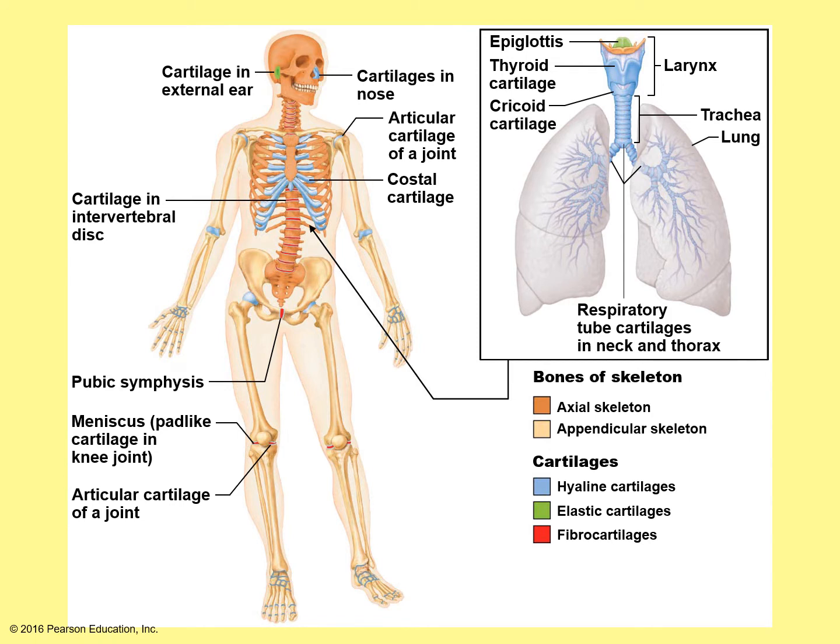So in this chapter, we're just looking at the skeleton in general, not the two divisions of it. And you can see that it is color-coded here by the placement in terms of whether it is part of the axial skeleton versus the appendicular skeleton, and then by the types of cartilage: hyaline cartilage, elastic cartilage, and fibrocartilage.